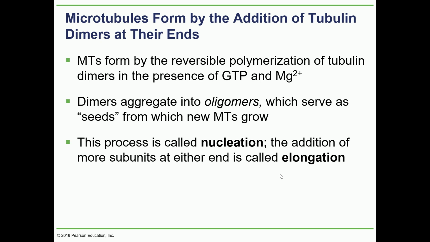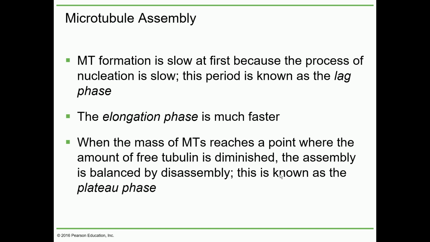So microtubule formation, first of all, is slow, because in the initial phase it's a process of nucleation, which is slow, and this period is called the lag phase. After the lag phase comes the elongation phase, which is much faster. When the amount of free tubulin is diminished, the assembly is balanced by disassembly, and this is known as the plateau phase.